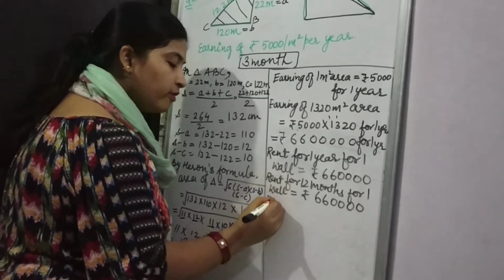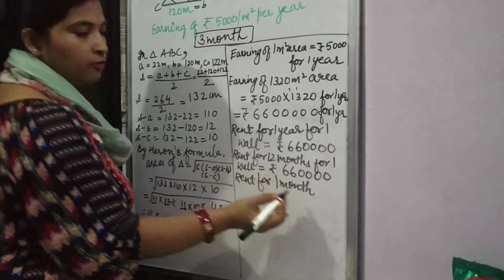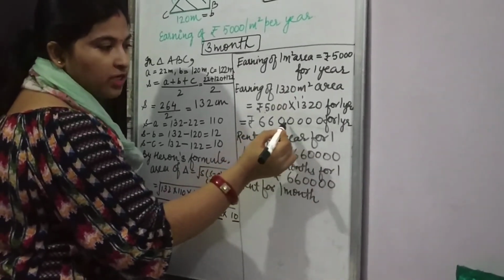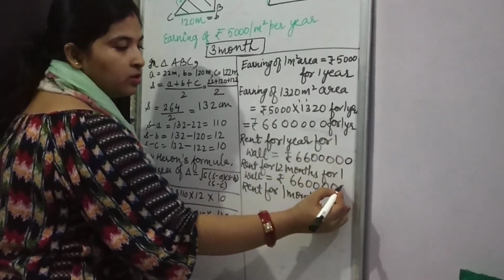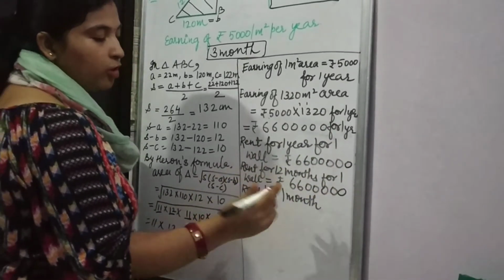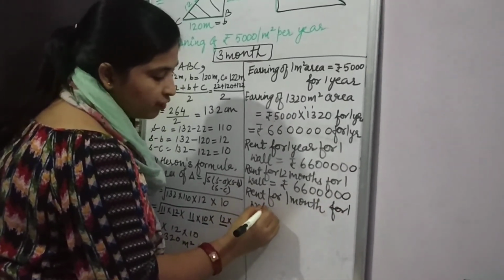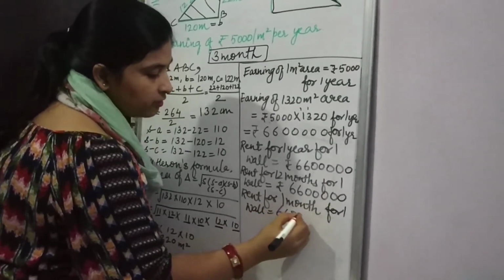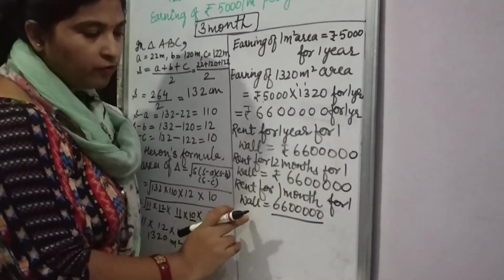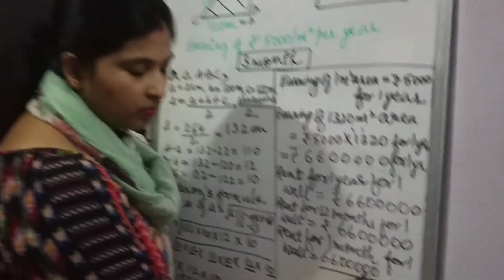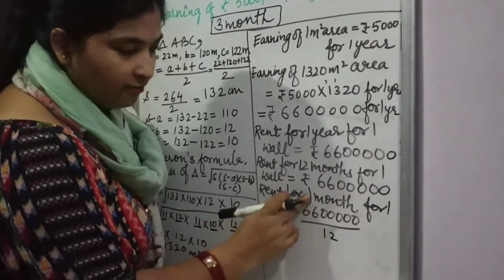So I have to find for 1 month first. So rent for 1 month. Okay, students, here 5 zeros are there. 1, 2, 3, 4, 5. Here I have written 4 only. So 1 more 0 will be there. Rent for 1 month for one wall will be 66, 5 zeros, divided by 12. But we have to find rent for 3 months. So why are we dividing over here?